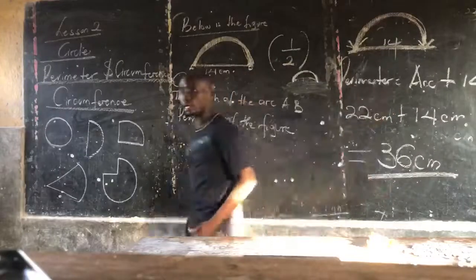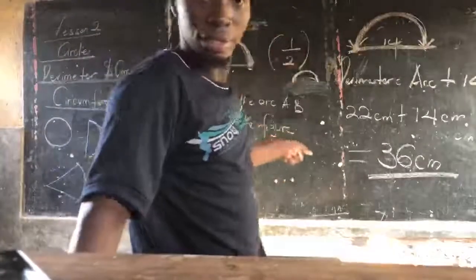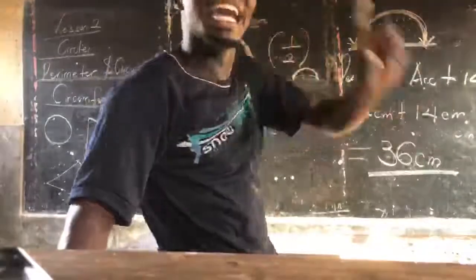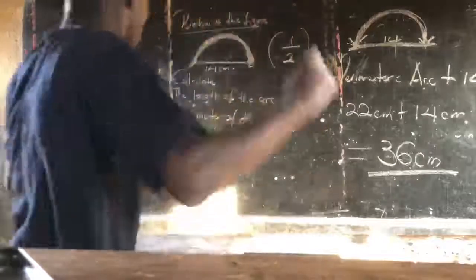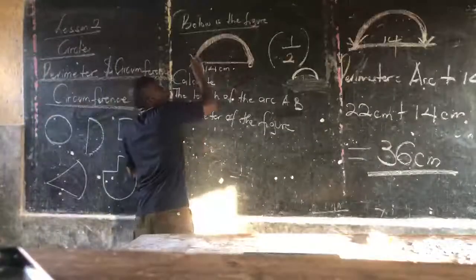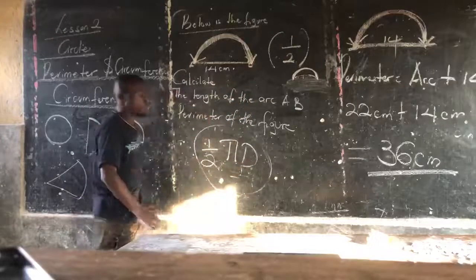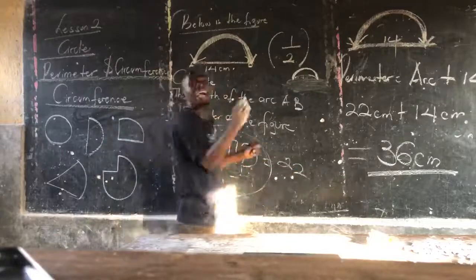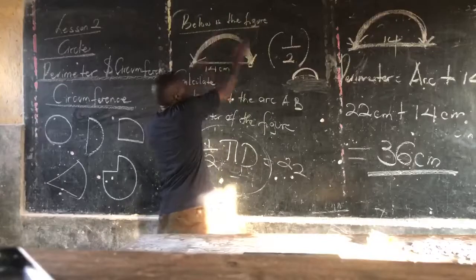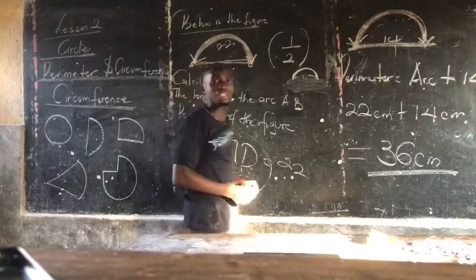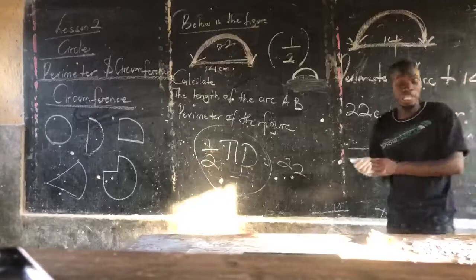That is the perimeter of that figure. For the perimeter of the figure, the length of the arc and the circumference here are the same. So that's what I got at the start, a half pi diameter. The length of the arc, we have got 22. So the perimeter is the total distance around the whole of it. I put the arc, which is 22, plus the 14 centimeters, which is 36 centimeters. So that is example number 1.